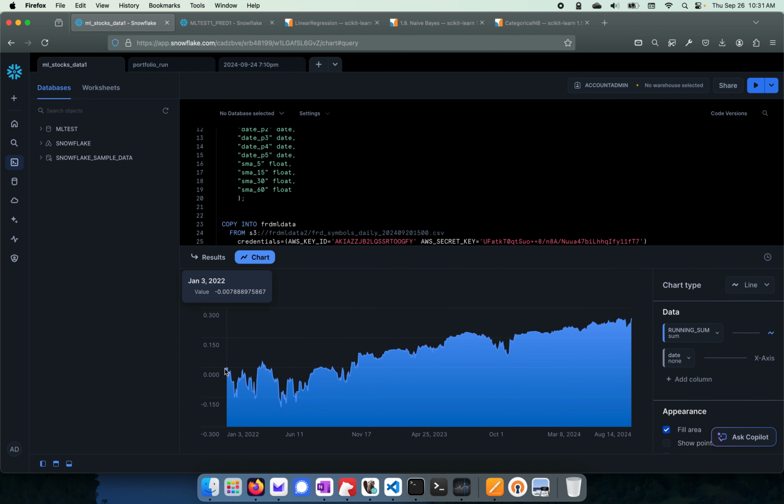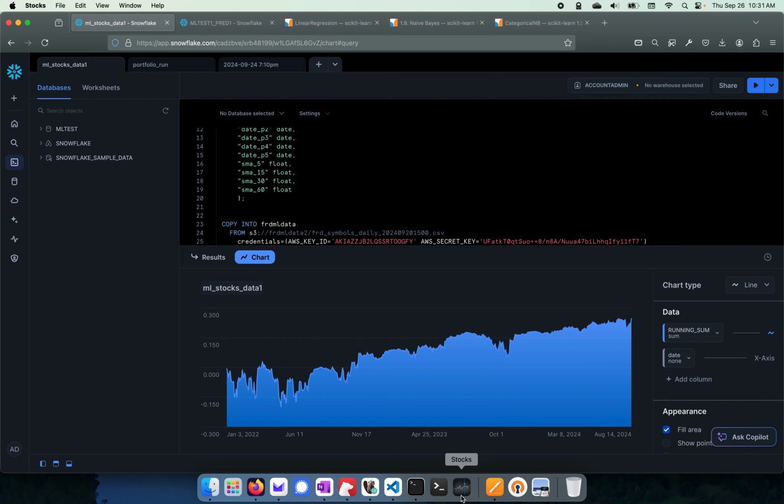So if we start at 0 in January 2022, we see that there's some drawdown here by about 10-15%, 14%, and then we see it going up and finishing at about 20-24%.